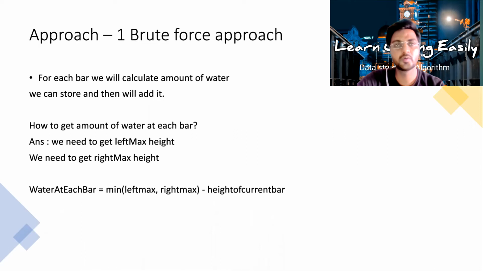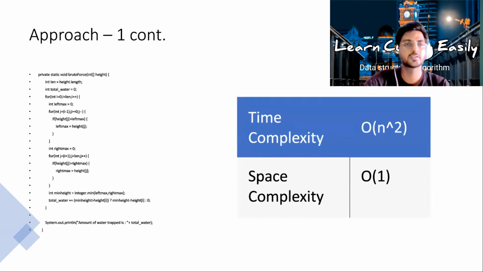So the first approach is the simple brute force approach. In that, for each bar, we need to calculate 2 things: one is the left maximum height and the other is the right maximum height. Once we got these two, we just take the minimum of these two, left and right, and then subtract the height of the current bar. This will give you the amount of water you can store at a particular bar. All right. So we will discuss the coding part about this. No worry about that. So this is the code.